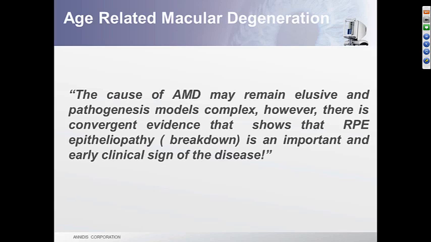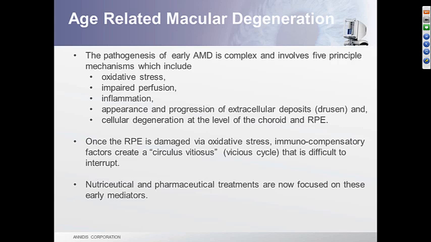Really clearly, up to this point, pharmaceutical interventions have concentrated on the sight-threatening lesions and exudative macular degeneration. And yes, the exact cause is elusive, but we're certainly coming much closer to understanding what leads to RPE epitheliopathy or breakdown. But we know that indeed is an early sign of macular degeneration.